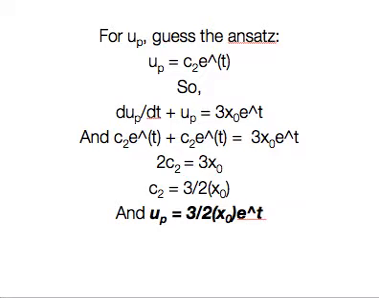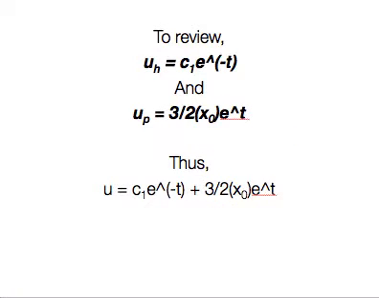And now for the particular solution, we're going to guess the ansatz that the particular solution is equal to c2 e to the t. So we plug that into our equation, and we find that c2 is equal to 3 halves x naught, which means that the particular solution is equal to 3 halves x naught e to the t. So just to reiterate, our homogeneous solution is c1 e to the negative t, and our particular is 3 halves x naught e to the t. So we have that our full solution for u is c1 e to the negative t plus 3 halves x naught e to the t.